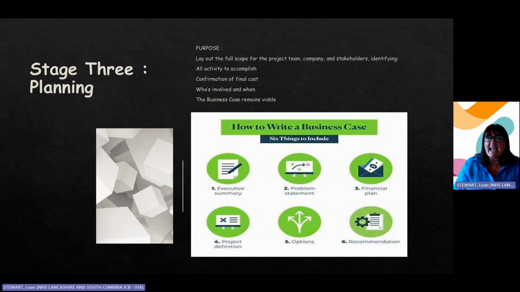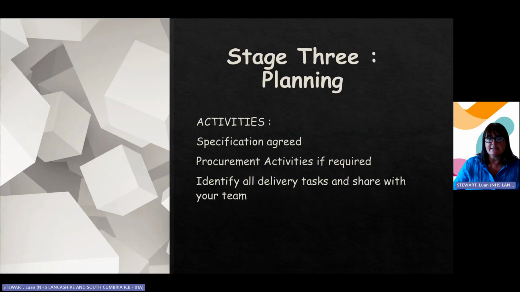So we had to lay out the full scope of the project team, our company, our stakeholders, look at all the activities that we need to accomplish, finally confirm that final cost, who's involved and when, and make sure that that business case is still viable. Have we added loads of stuff in and not costed it because we've just remembered that this needs to happen or that needs to happen, or suddenly a great member of the team has handed in their notice and you need to recruit? You need to make sure anything that's added in gets moved into that business case so that you're fully aware of all the funding issues and the viability of the business case.